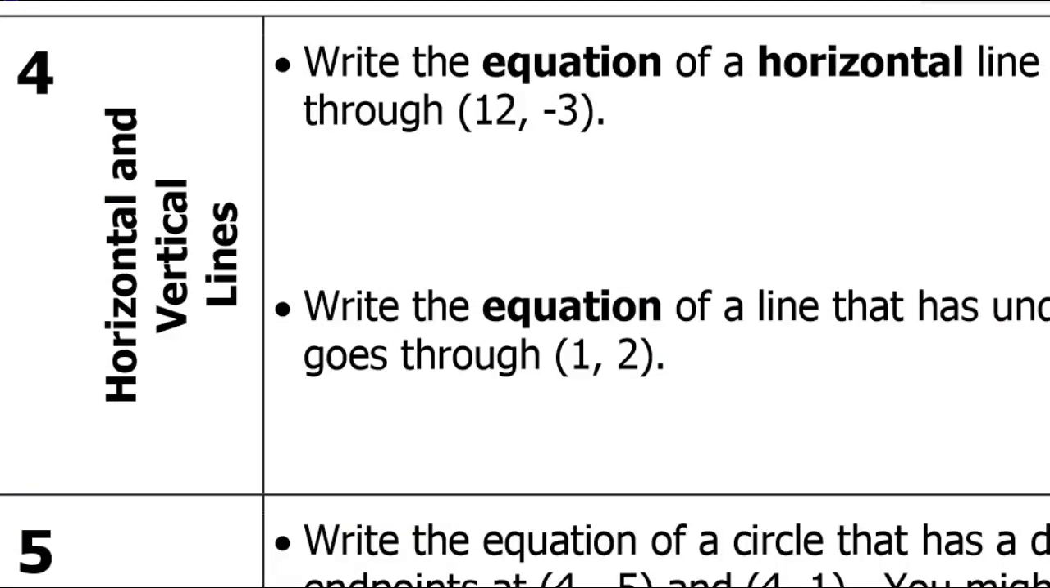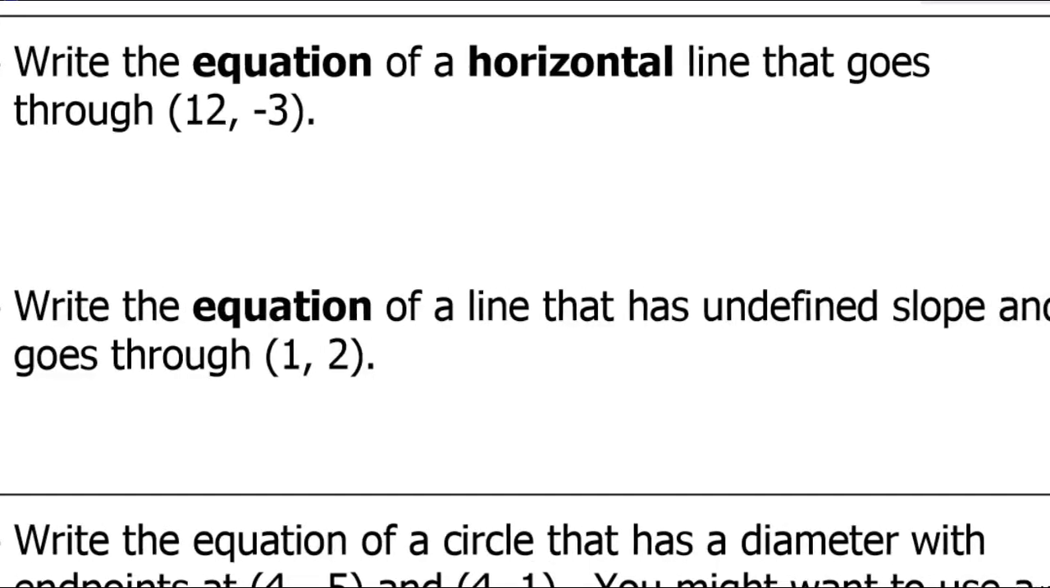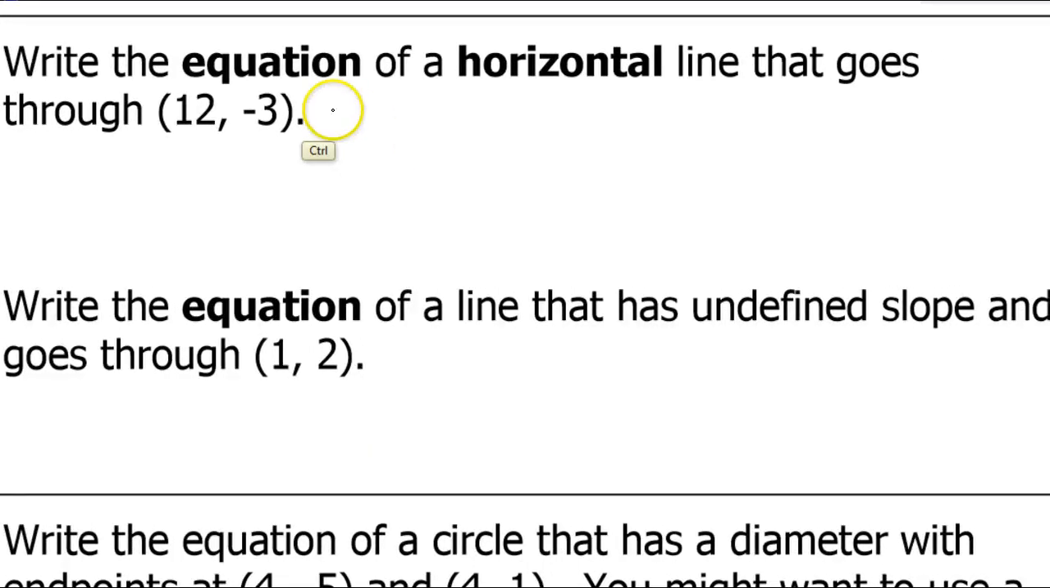All right, number 4 will be the last problem on this video. And for problem number 4, we will be talking about horizontal and vertical lines. Write the equation of a horizontal line that goes through the point (12, -3). Now, a horizontal line will always have the equation y equals something. It's going to be y equals some number.